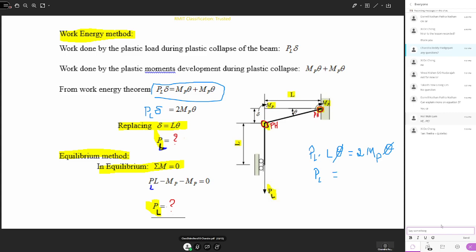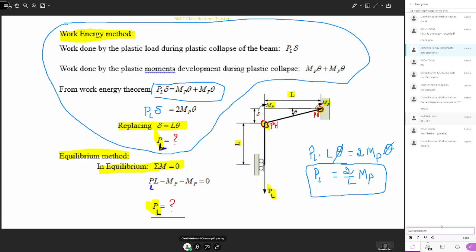Anyone? Yeah, that's right. So you can write 2Mp over L, so 2 by L into plastic moment. So this is the plastic load for this structure, when the load increases to plastic load. So we have proved this by using the work energy method.